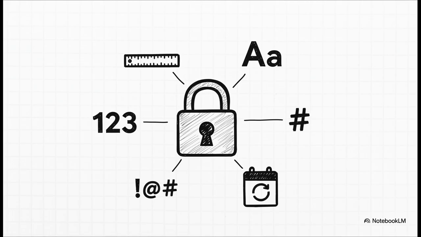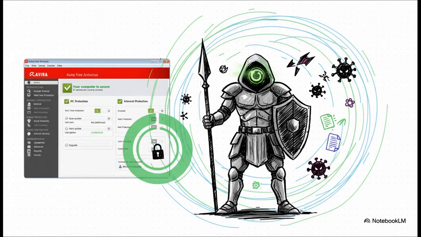You really want to aim for at least 12 characters, or even better, a passphrase made of a few random words. And you've got to mix in uppercase and lowercase letters, numbers, and some of those special characters. Doing this makes it so much harder for programs to guess your password. Okay, the next layer of your fortress is antivirus software. Think of this as your 24/7 digital sentry, just constantly standing guard.